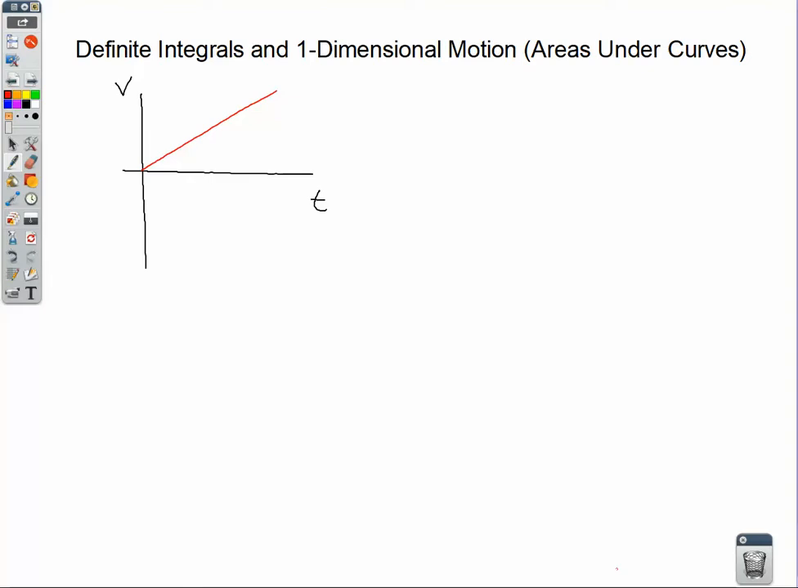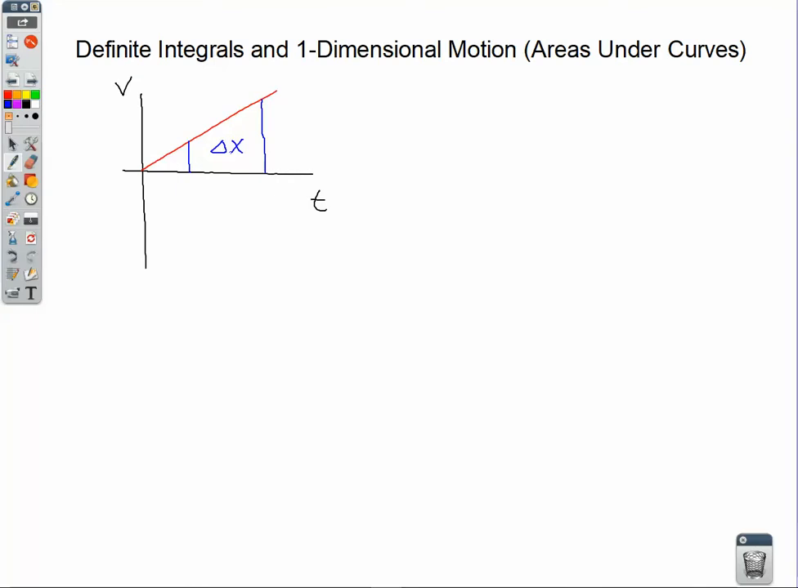Welcome on in. So in this video we're going to take a look at how antiderivatives can be used to evaluate something called a definite integral and how that can give us the area between a curve and the horizontal axis. So in physics we have already learned that if I take the area underneath a velocity versus time graph, that area will give me the displacement over that interval.